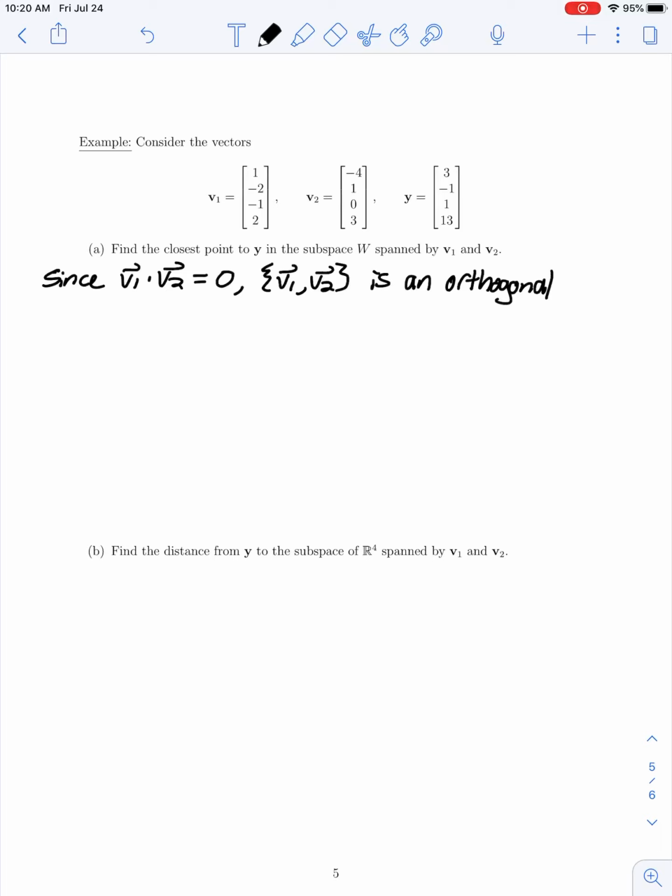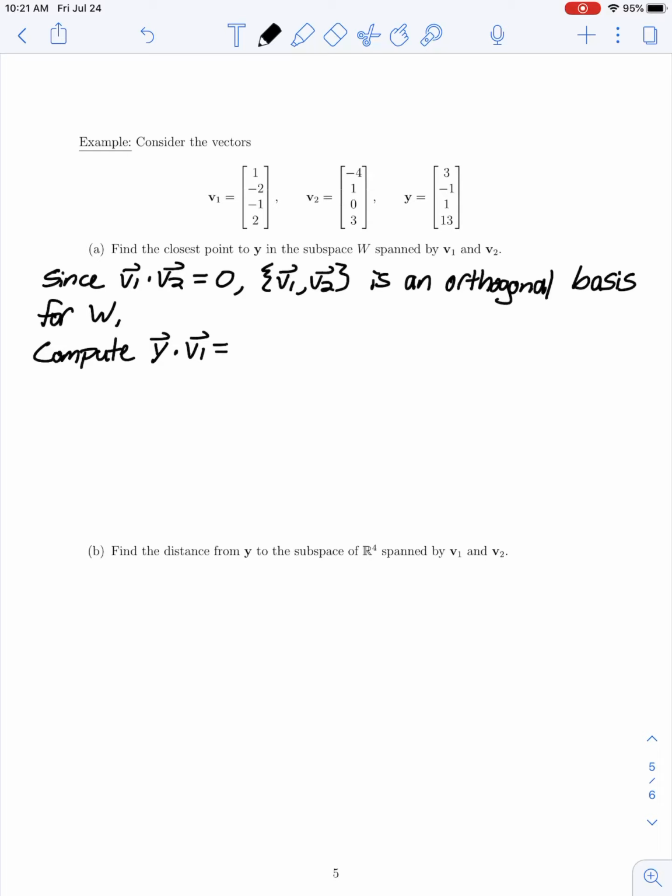And since v1 and v2 span the subspace W, this is an orthogonal basis for the subspace W. So in order to find the closest point to y, the closest point would be the orthogonal projection of y onto the subspace W. So as with our previous examples, we need to compute the dot product of y with v1.